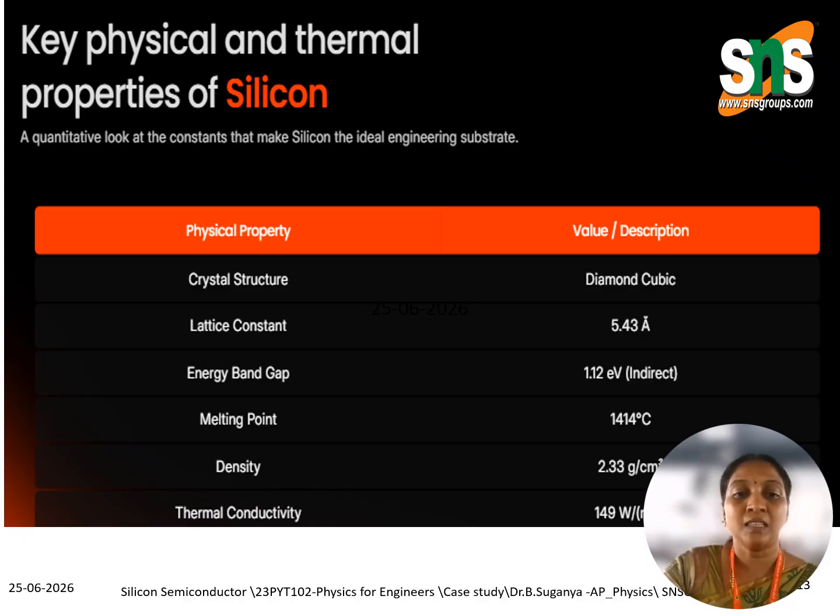Key physical and thermal properties. So physical properties first we are going to see. The crystal structure is diamond cubic structure. Its lattice constant is 5.43 angstrom and its band gap is 1.12 electron volt, and this band gap is an indirect band gap. Its melting point is 1414 degrees Celsius and its density is 2.33 gram per centimeter cubed, and its thermal conductivity is 149 W/mK.